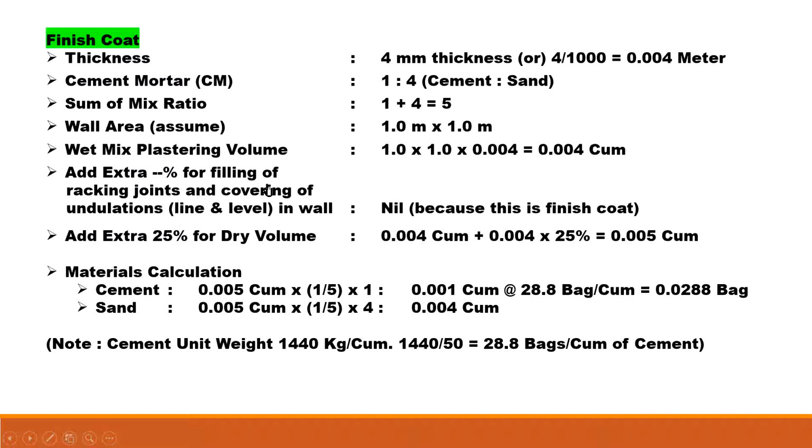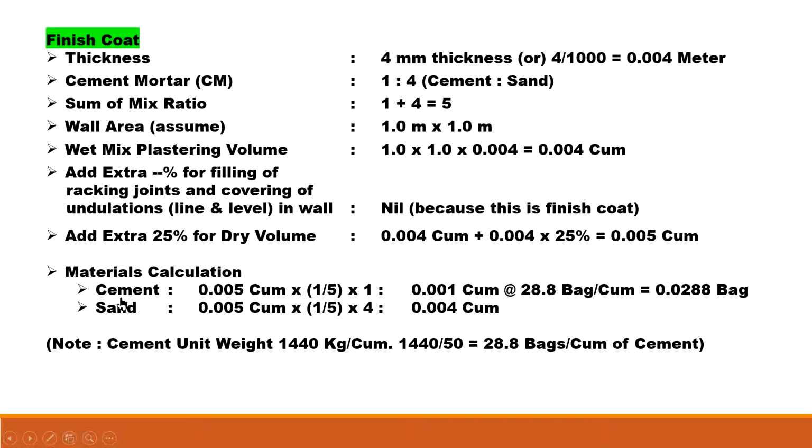Add extra percentage for filling of the racking joints and covering of undulations: this is not required because this is the finish coat. This is covered in the base coat. Now we add extra 25% for dry volume. So the wet volume 0.004 cubic meter plus 25% of the wet volume is equal to a total of 0.005 cubic meter.